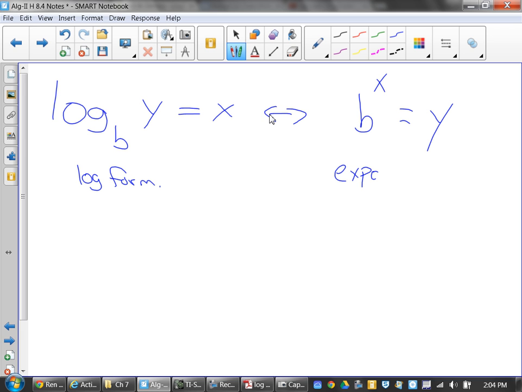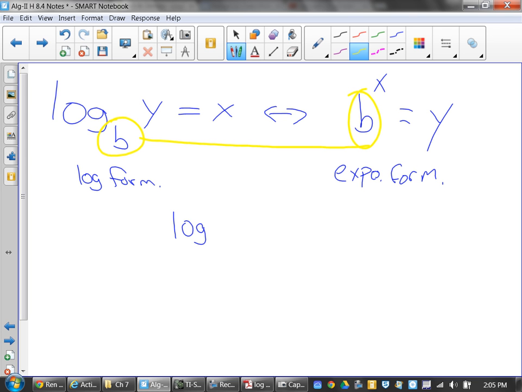I was going to say expo form. And we flip back and forth between these two forms within each problem. What I want you to see here is that this base and that base will always be the same. The log of base b, b to the x, that's your base, and that's your exponent. So when we write them out in terms of an actual problem, it'll look like this.